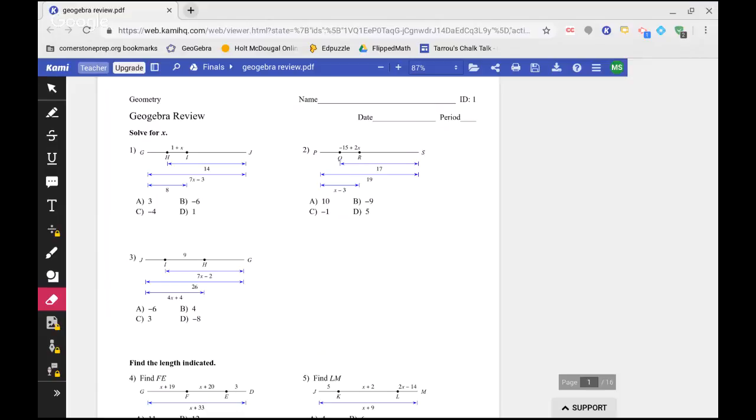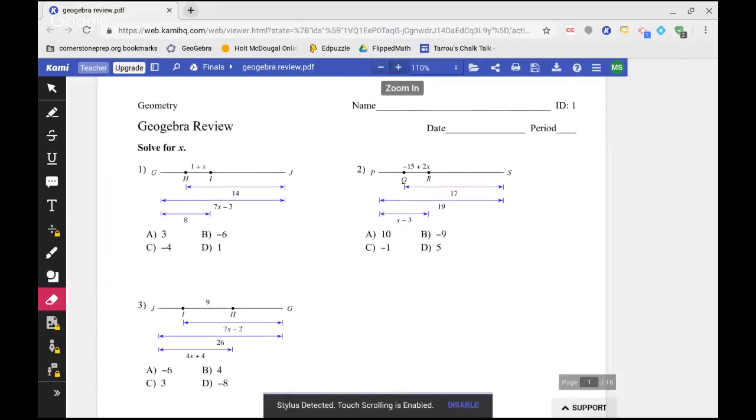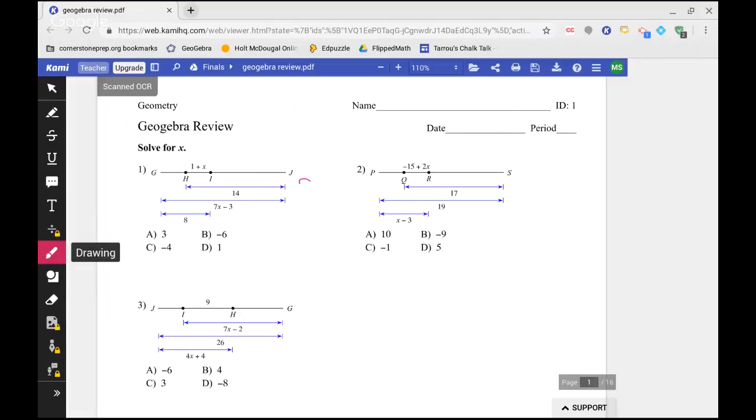Okay, so for numbers 1, 2, and 3, the way that we handle these is the segment addition postulate. Remember, the segment addition postulate was the part plus the part equals the whole. On these, we're solving for x. When you look at the information it gives you down here, this one is the whole length. It includes everything. So then we just have to figure out how to set it up.